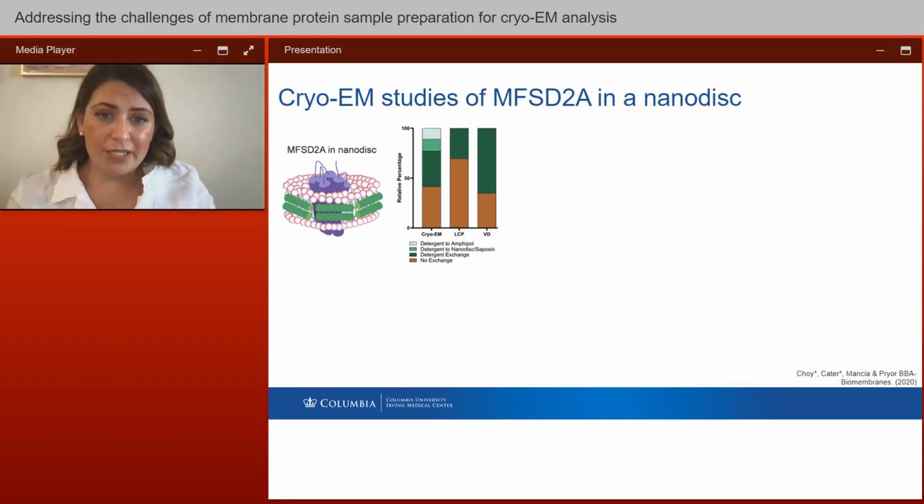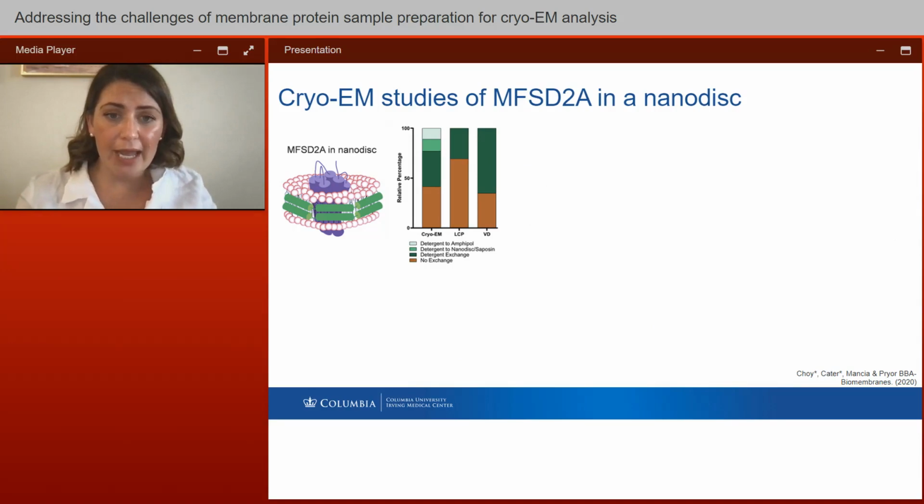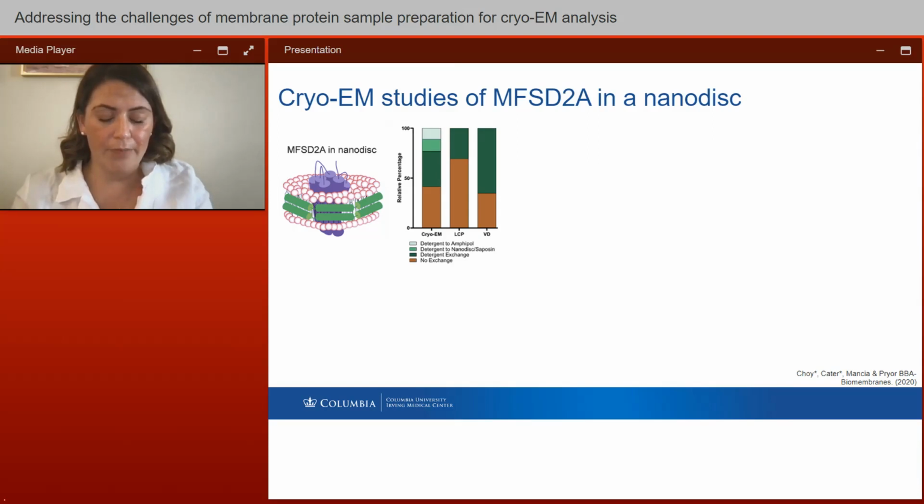So with this, we decided to give cryo-EM a shot. Another reason we were really excited to do that is because it gave us the opportunity to reconstitute our protein in a nanodisk. That's a nanodisk of a membrane bilayer that's surrounded by an amphipathic membrane scaffold protein, and so it is sort of a membrane mimetic.